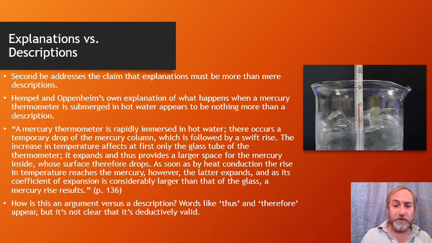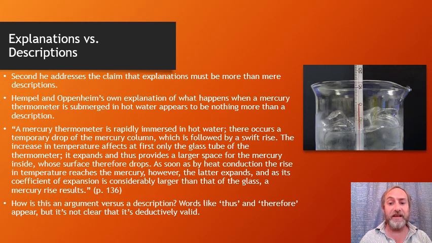And they do use words like thus and therefore, which maybe indicates, if you'll recall, that Hempel and Oppenheim think that an explanation is an argument, right? And thus and therefore tend to be words you use when you're introducing the conclusion of your argument. But anyways, it isn't clear at all that this is some sort of deductively valid argument in the way Hempel and Oppenheim require.